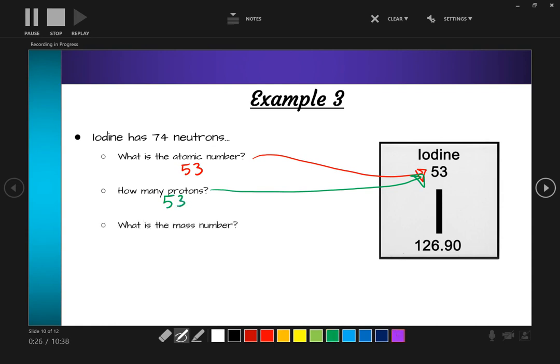What is the mass number? Remember that mass number is protons plus neutrons. So how many protons do we have? You have 53. Plus, how many neutrons? You were given those at the beginning, 74. So 53 plus 74 is 127. And how many electrons? Again, if it's neutral, which it is, how many electrons do you have? 53, because your electrons are equal to protons.